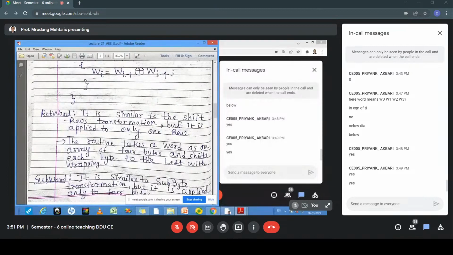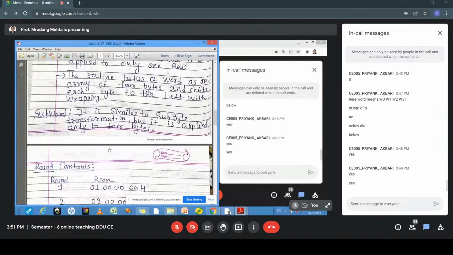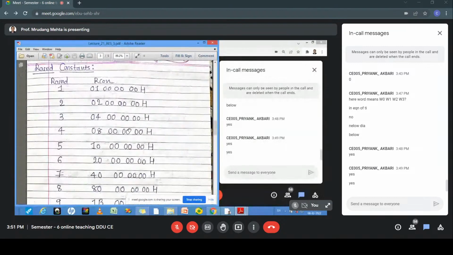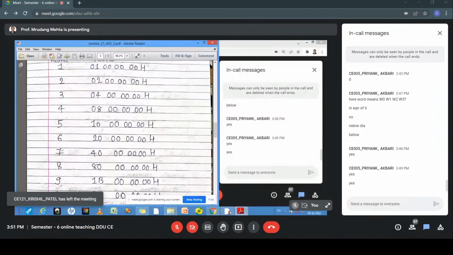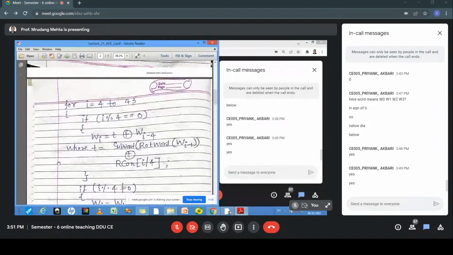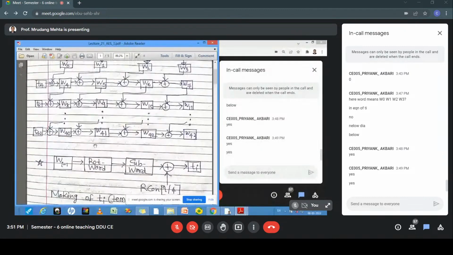Right. So rotate word is similar to the shift rows, but it is applied to the word. And sub word is similar to the sub byte transformation, but it is applied to 4 bytes, or a word. Now the round constants are these: round constant 1, 2, 3, up to 10. We need 10 round constants because we want to generate 10 keys.